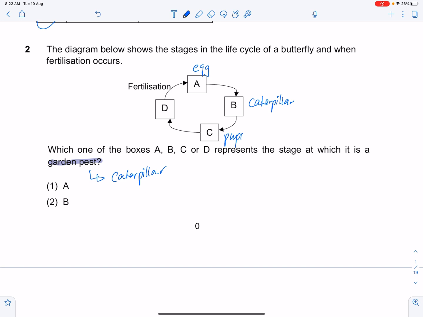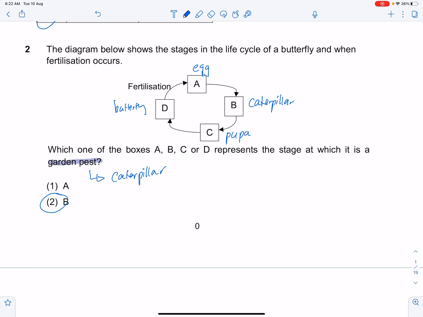Sorry, just one second. Okay, and then after that, you have your D. After your pupa, you have your adult butterfly over here. So it's important to do certain annotations like this. This would really help you to get a better understanding of what exactly the question is asking for. So in this case, the answer would be B. Okay, so just let me correct this.